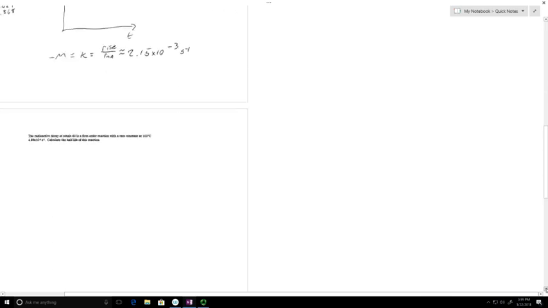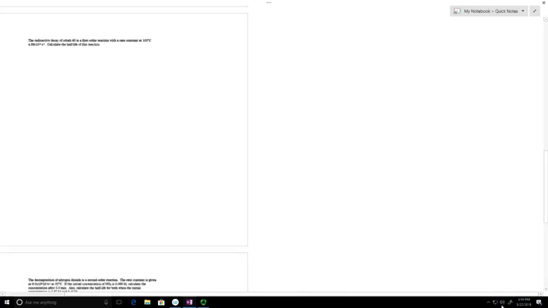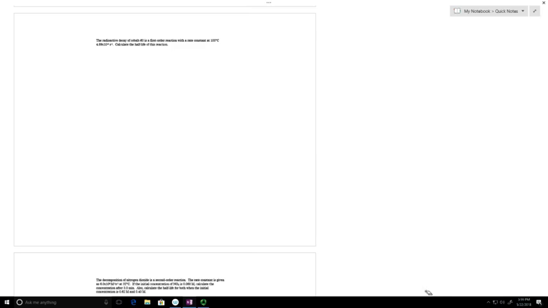So, our next question presents that the radioactive decay of cobalt-60 is a first-order reaction. The rate constant at 100 degrees Celsius is 4.89 times 10 to the minus 9 per second. And they want us to calculate the half-life of the reaction.